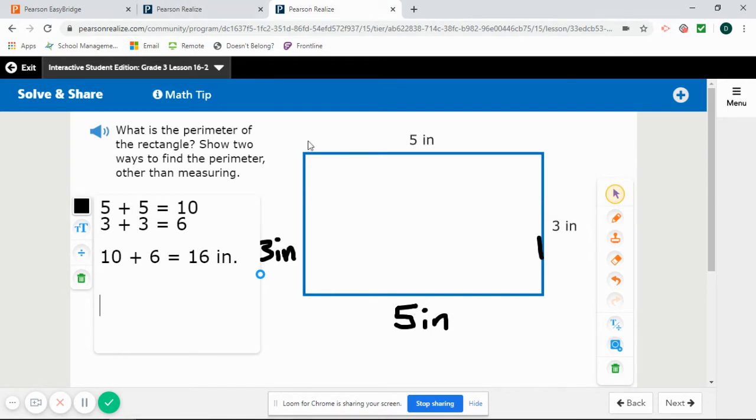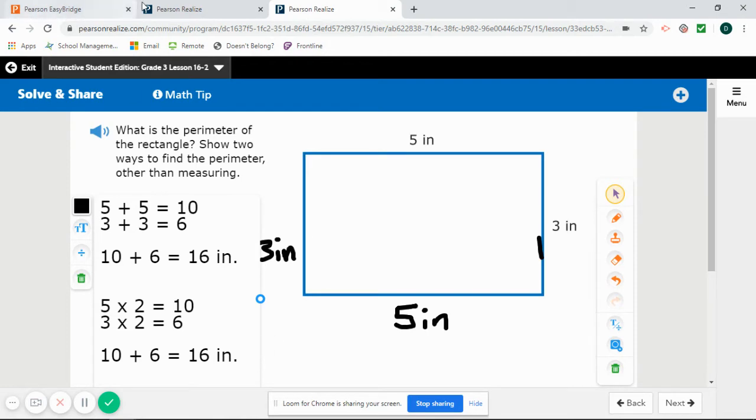But the other way is to look at your rectangles or your shapes. If you have 2 of one number or 3 of the same number, you can actually multiply by that. So here I have a 5 and I have a 5 here, so I'm going to do 5 times 2 equals 10. And I also have 2 3s, so I'm going to do 3 times 2 equals 6. Add those together and we have 10 plus 6, which equals the same as we had above, 16 inches. So those are two different ways to do the perimeter on a rectangle.